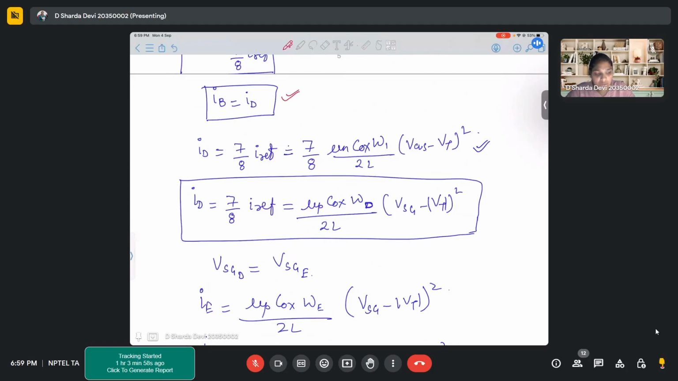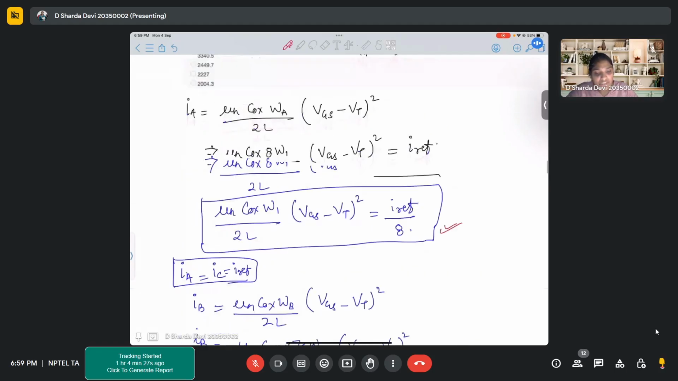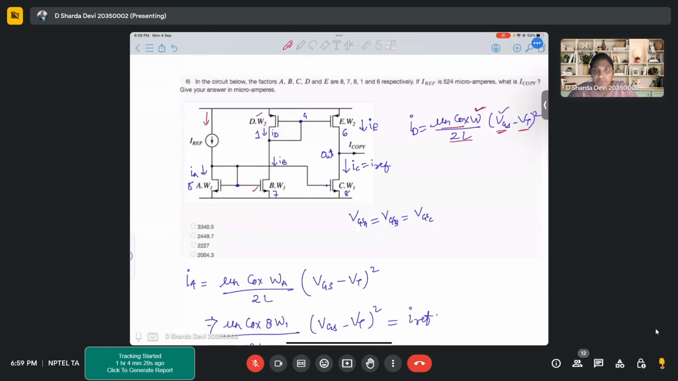In terms of NMOS, the current will come like this. But I already know that transistor D is a PMOS, right? So let me write this value and expand it for a PMOS. How will I write the current equation for PMOS? Mu P Cox WD by 2L, VSG minus VT whole square. Is this clear? Correct? Now WD was how much? It was 1 times W2.